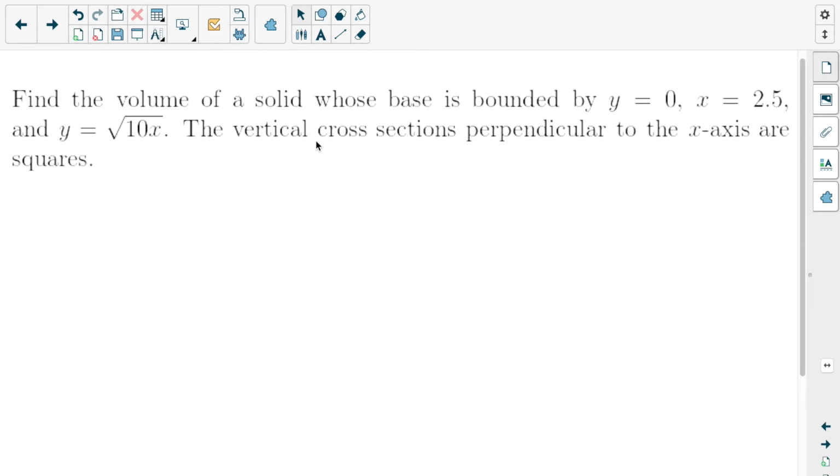Good morning, scholars. I wanted to use some of the tools that we have available on our laptops to show you in greater detail what's going on with these types of volume problems that we saw in class yesterday. So here's the problem that I wrote for our example today.